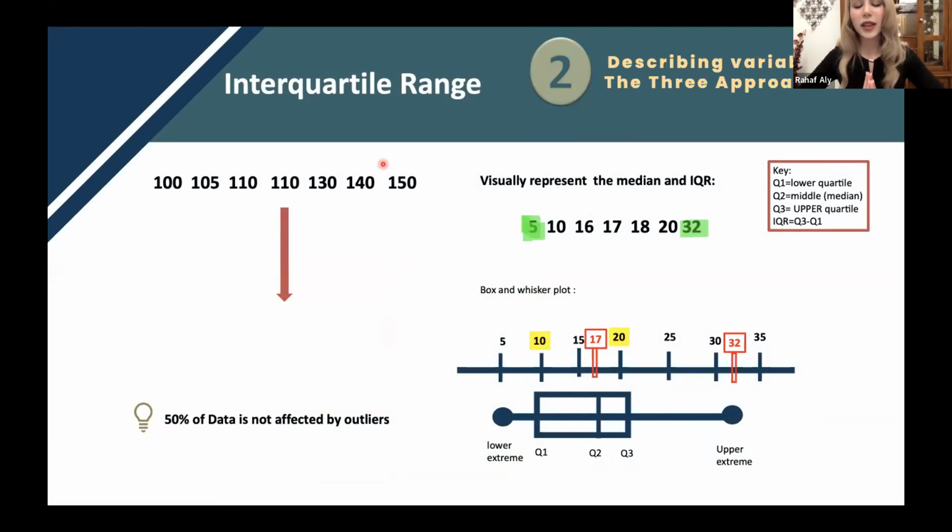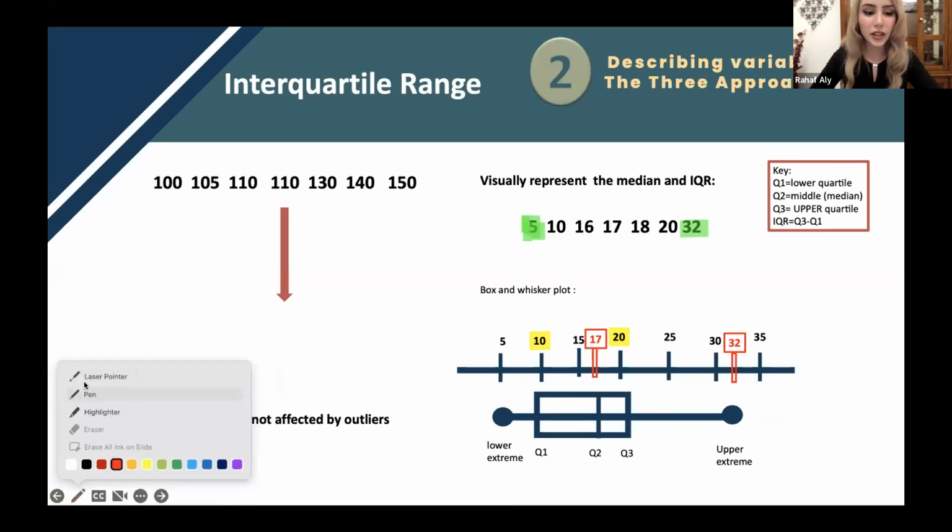Okay, so first of all, with the interquartile range, we need to know 4 terms: Q1, Q2, Q3, and IQR. Q1 is the lower and Q3 is the upper quartile, and the IQR is Q3 minus Q1. So let's look at this data. This data set is chronologically ordered.